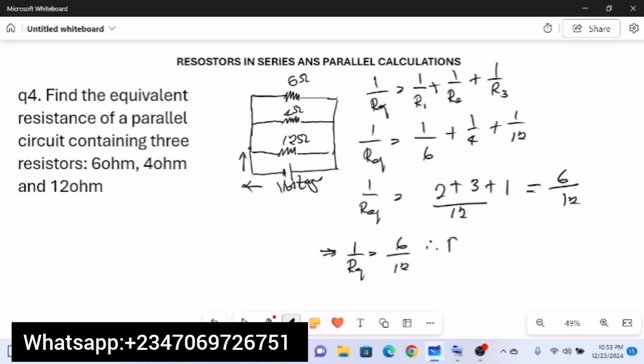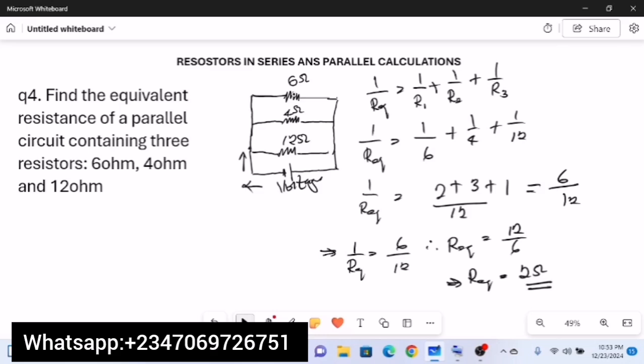Therefore, to find the equivalent resistance, you simply take what? The reciprocal of both sides, or simply invert. I had 1 over R here, so if I invert, it becomes R equivalent all over 1, which remains R equivalent. Therefore, I will also do the same at the right hand side of the equation. Inverting becomes what? 12 all over 6. Okay, so this simply implies that R equivalent is equal to 2 ohms. So for that given circuit, the equivalent resistor is simply 2 ohms.